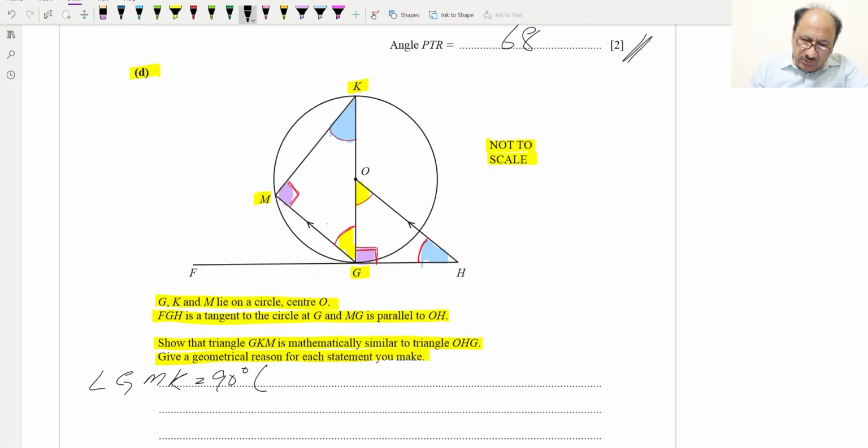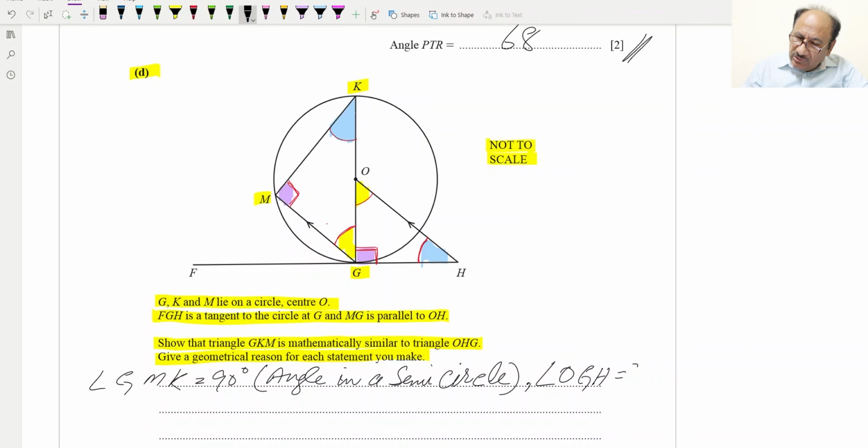So the reason is what? The reason is angle in a semicircle, or triangle in a semicircle. Both will be correct. So angle in a semicircle. This much is sufficient. Now we will write the next angle, angle HGO or OGH.